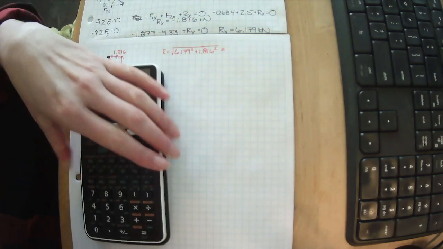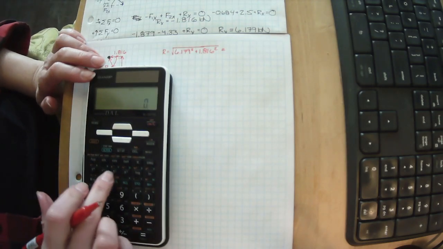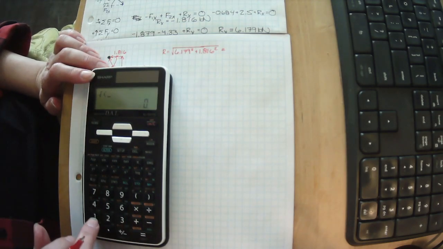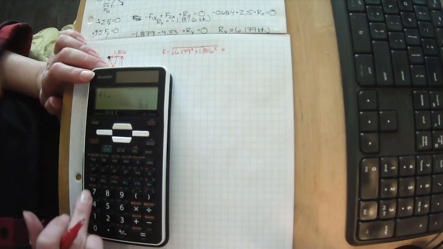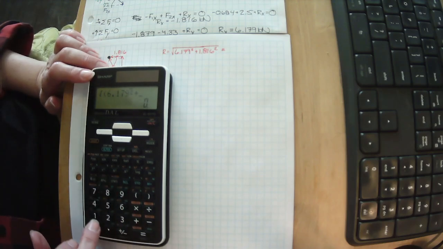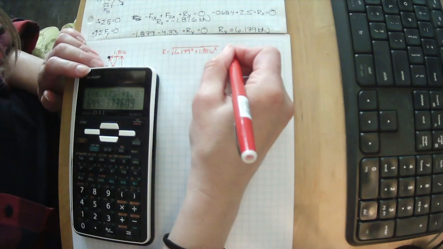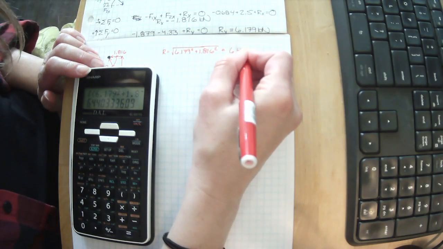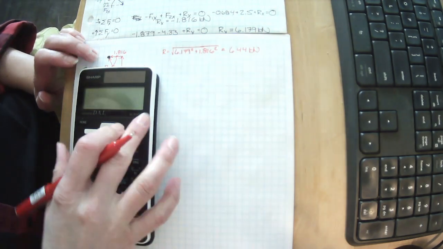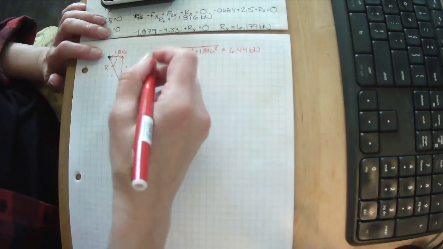We can plug this into our calculator. Square root of 6.179 squared plus 1.816 squared equals 6.44 kilonewtons. And so that's our magnitude.